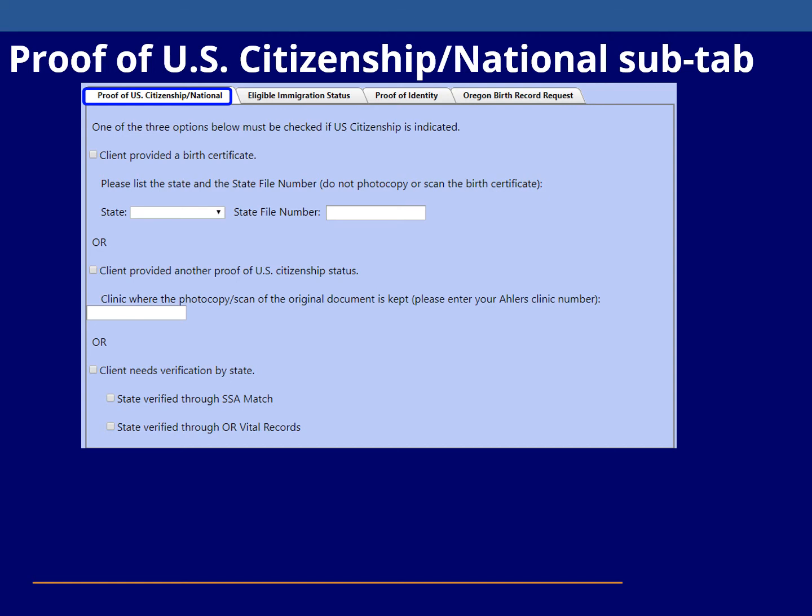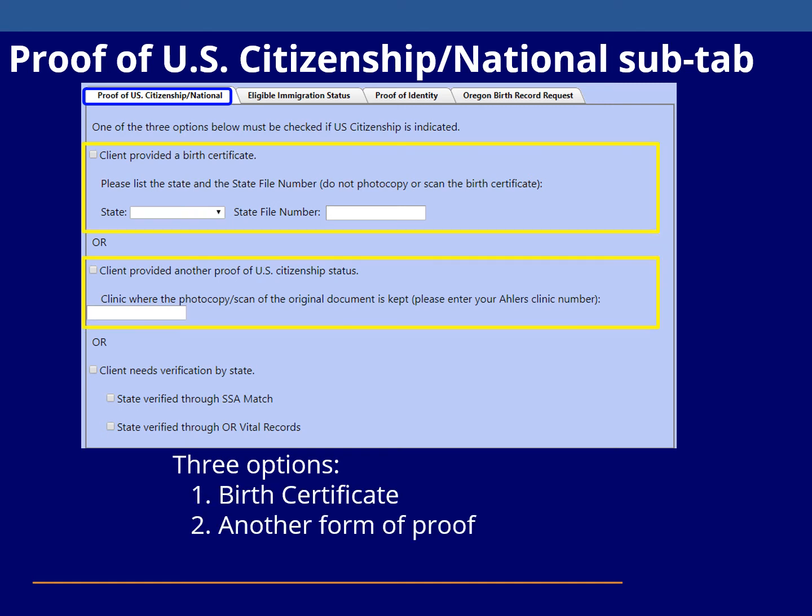You'll remember from the enrollment form training that there are 3 ways a client's U.S. citizenship or national status can be verified. A client can bring in their birth certificate. They can bring in another form of proof like a passport. Or we can electronically verify the client's citizenship or national status using their Social Security number or the Oregon Vital Records database.